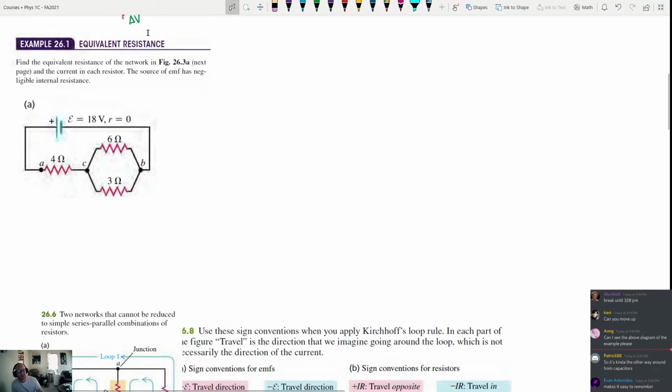Okay, so equivalent resistance. So here we have a little network. It's super simple, but what we want to do is basically take this one and break it down into a circuit that has an equivalent resistance. It says, find the equivalent resistance of the network and the current in each resistor. Let's do it. So we can break this one down because the 3 and the 6 appear to be parallel, right?